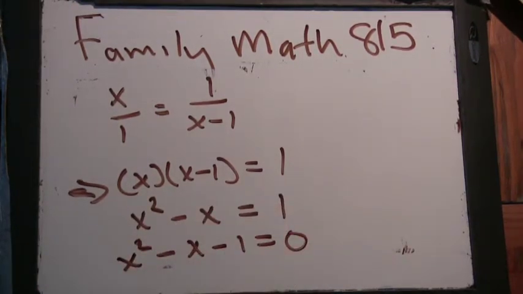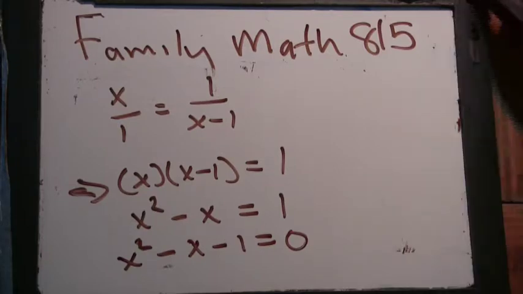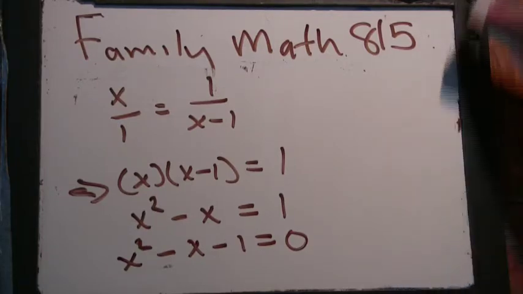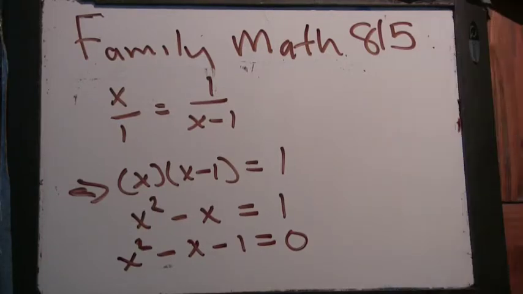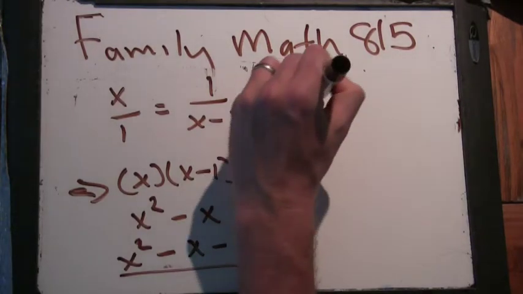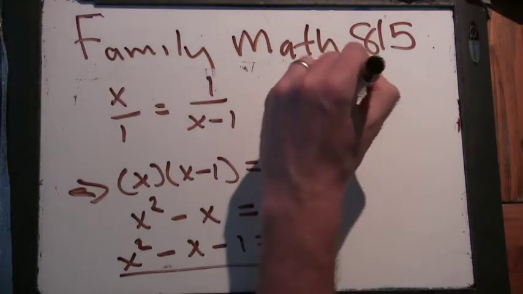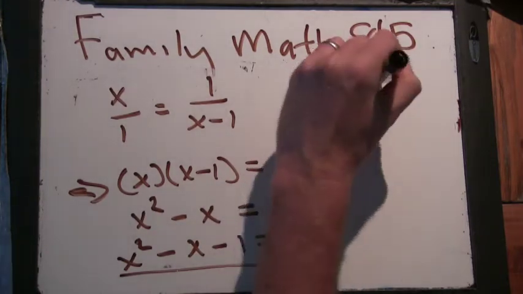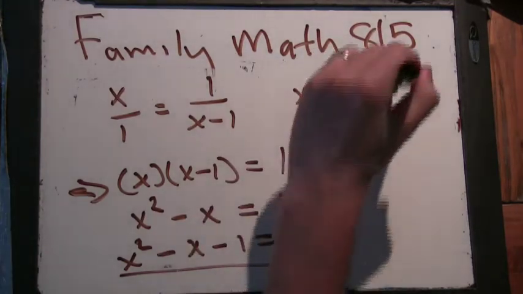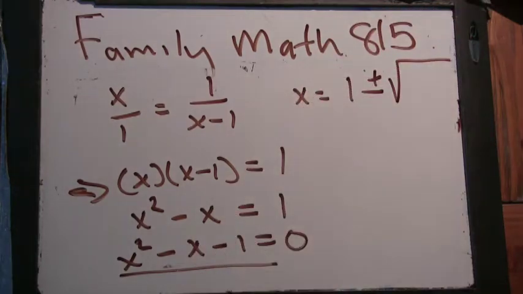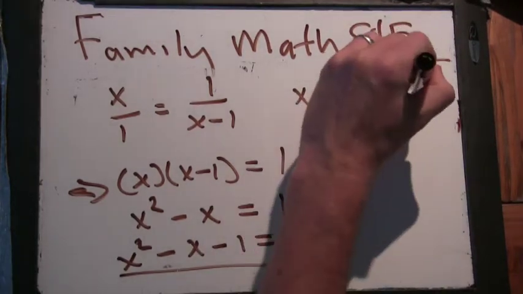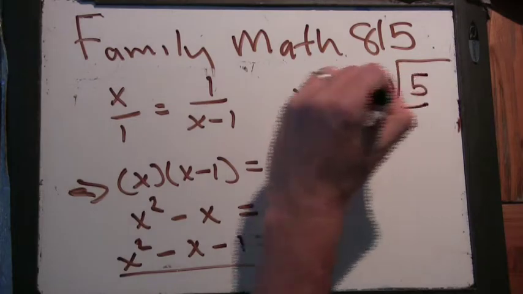Alright. And then from here, we can use the quadratic formula to solve this. Okay. And the quadratic formula tells us that there are going to be two solutions to this equation. And what are they? So it's going to be minus, or plus 1, sorry, plus or minus the square root of 1 plus 4, square root of 5, over 2.